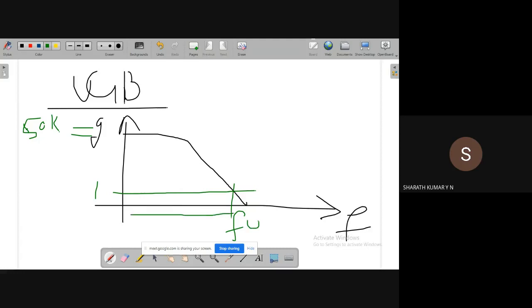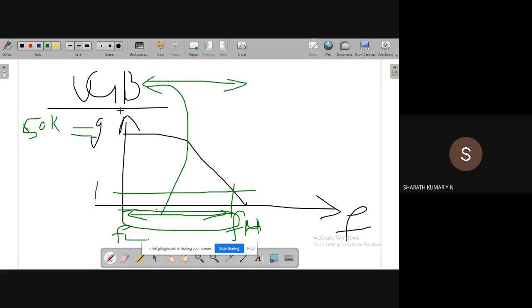The bandwidth is F_U minus F_L, or F_H minus F_L. For example, in this textbook, the author uses F_H. This bandwidth is called the unity gain bandwidth. Who will tell us this unity gain bandwidth? Can we take an op amp and start plotting this waveform? Not necessary. The data sheet will provide the value of the unity gain bandwidth for a given op amp.